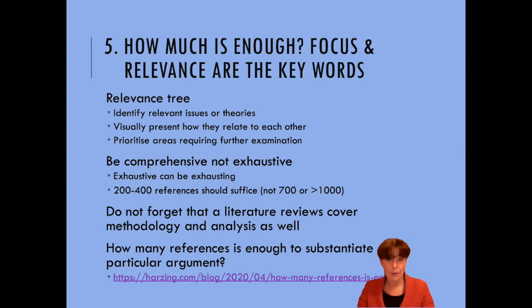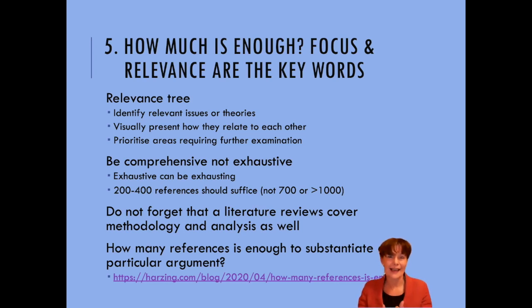So in deciding how much is enough, focus and relevance are really the key words. So what I suggest you do is create what I call a relevance tree. You identify relevant issues or theories in your study and you visually represent how they relate to each other. So for instance, are some issues subcategories of other issues? Are some theories clearly related to each other or opposed to each other? So make sure you cover all of those in a relevance tree, and then identify how much information you have on each of the individual issues and where you're still lacking full information.